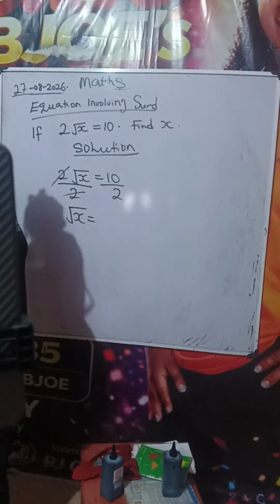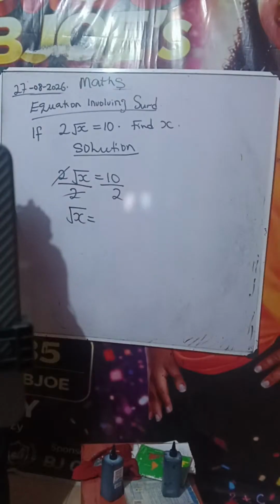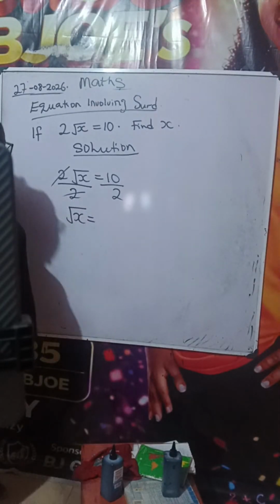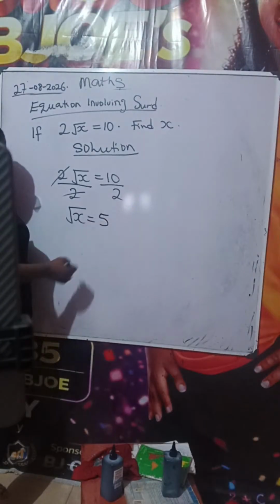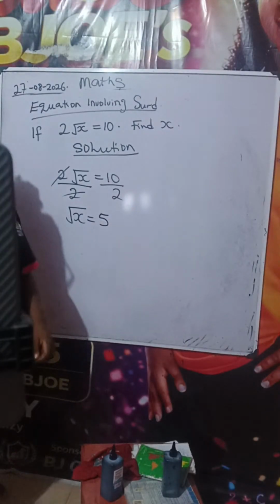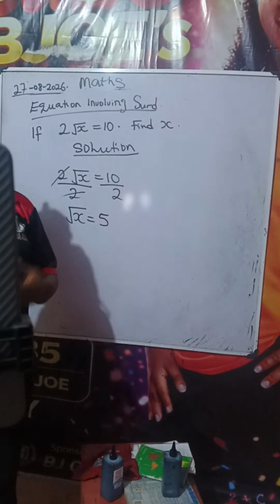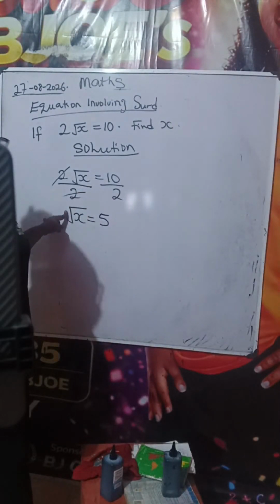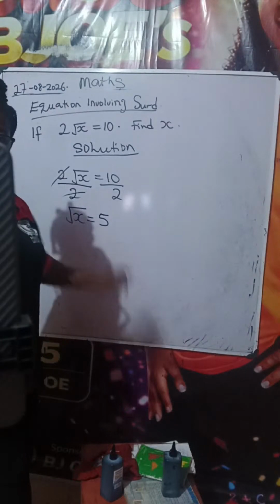10 divided by 2, what do we have? So 10 divided by 2 will give us 5. So I have 5. Now what next again? Now all we need to do is remove the sign of the root. And how will I remove the sign of the root?